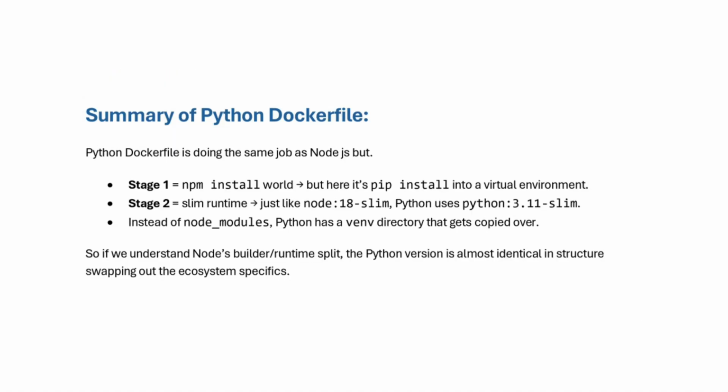Summary of the Python Dockerfile. So the Python Dockerfile is doing the same job as Node. In stage 1, it is npm install in Node; in Python, it is pip install into a virtual environment. In stage 2, slim runtime, that is Node 18 slim; Python uses 3.11 slim. Instead of node_modules, Python has the venv directory that gets copied over. So both Node.js and Python are similar also because they are both interpreted language types, whereas the languages we discuss later are compiled. That would be a slightly different concept.